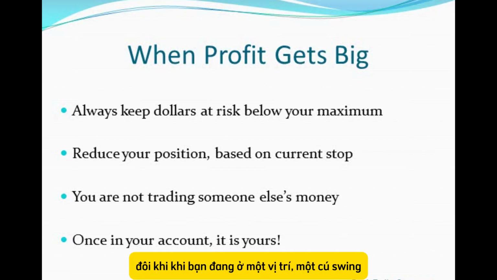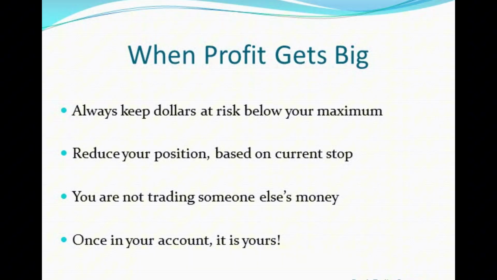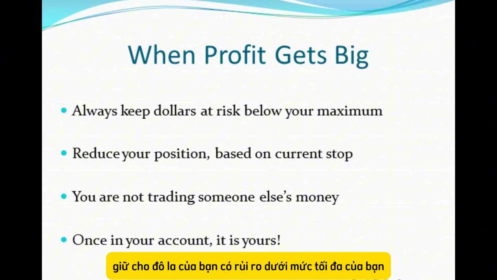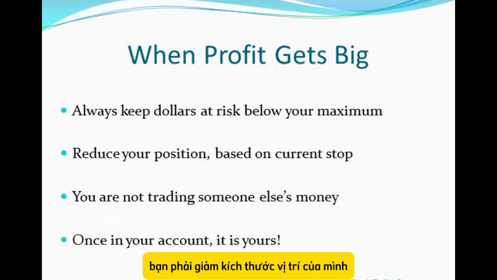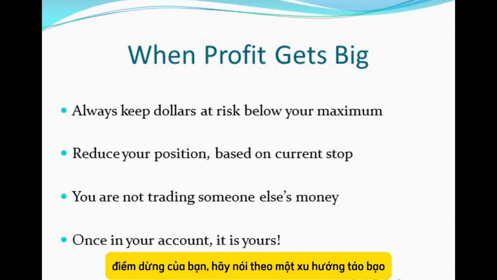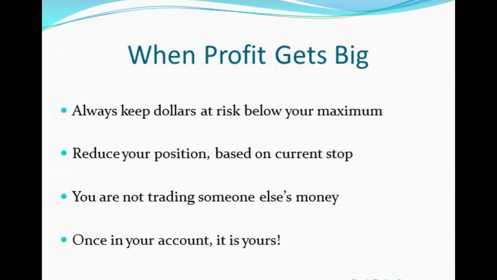Sometimes when you're in a position, a swing, your profits grow very large, very fast. You always have to keep your dollars at risk below your maximum. You have to reduce your position size based upon your current stop. You keep trailing the stop up, but as the market gets further and further from your stop, let's say in a bull trend, the market keeps rallying, your risk is greater.